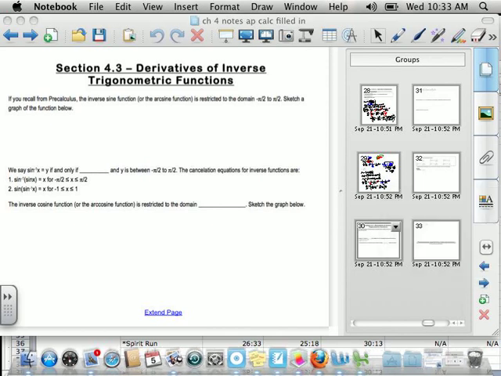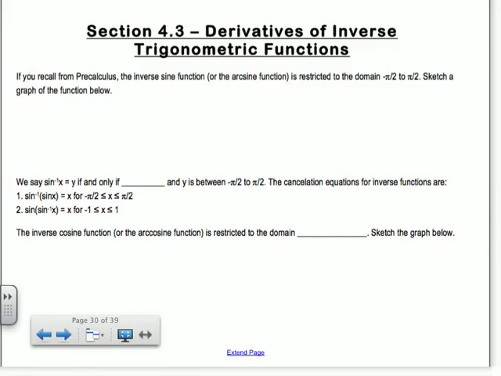Okay, so section 4.3 is on derivatives of inverse trig functions. All right, this is not super important on the AP test, but there are a few questions on this, so this could be the difference between a 4 and a 5 on the AP test, so good things to put on note cards.